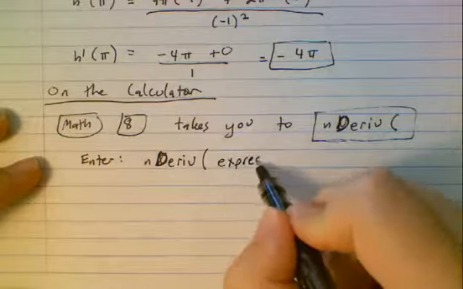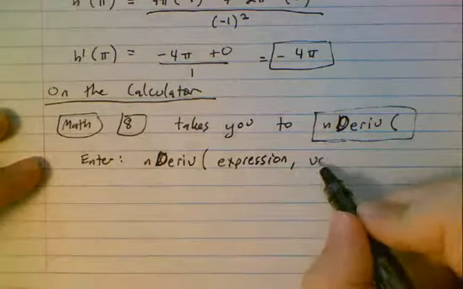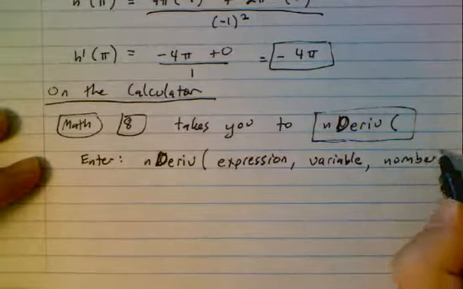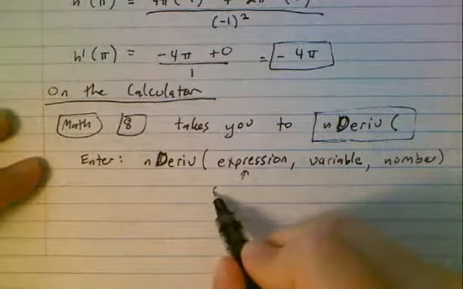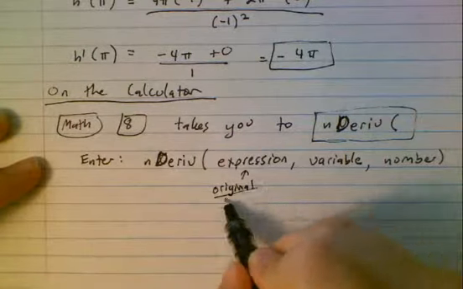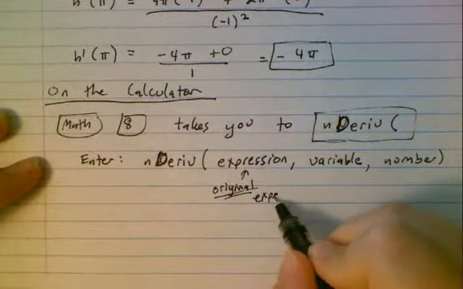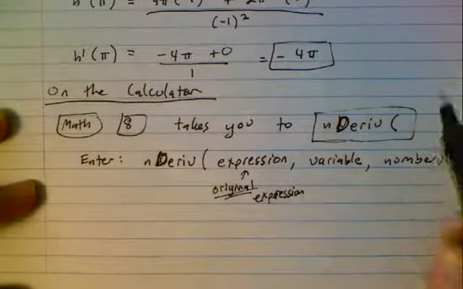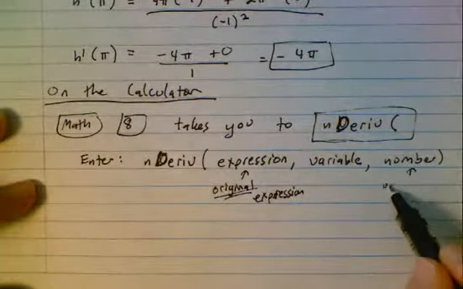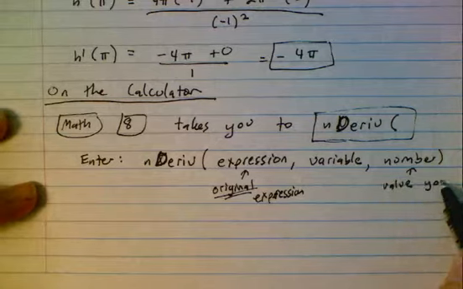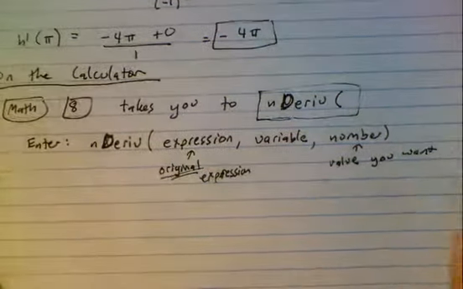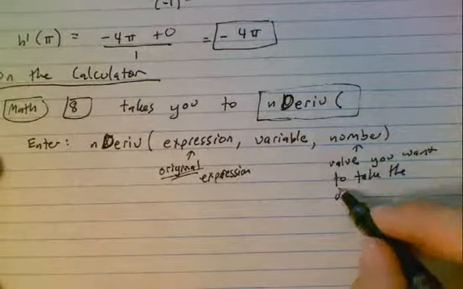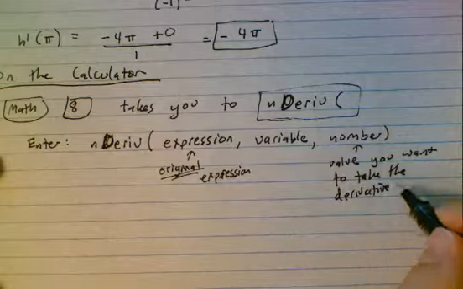Then you're going to enter the expression followed by the variable followed by the number. So the expression is the original expression. The variable is just whatever letter you're using over here. Normally it's x. And the number is the value you want to take the derivative at.